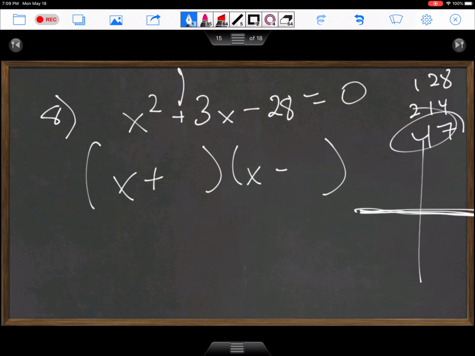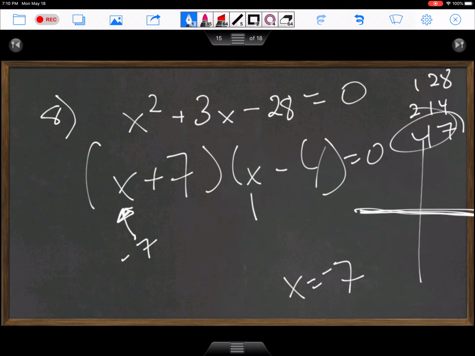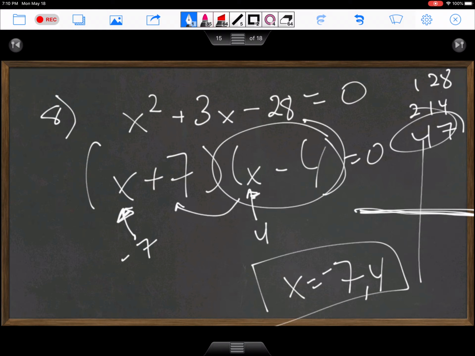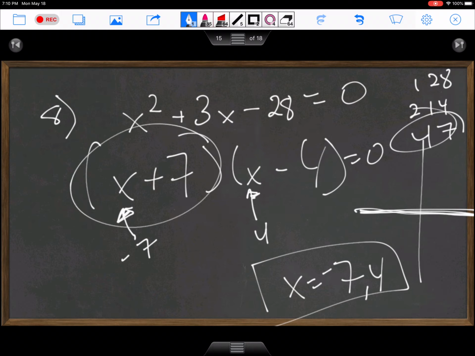And the larger one has to be positive to make plus. So I got positive 7, negative 4. And so the two ways I can make this equal 0 is if this number right here is negative 7, or if this number right here is 4. Those are my two answers. Either way, I get a 0 times something equals 0.